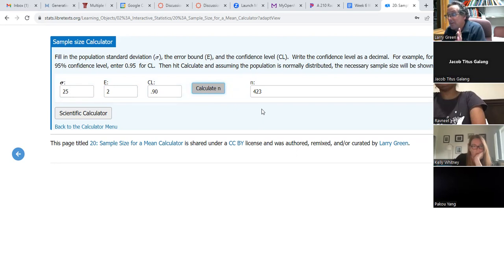You can have a bigger error, so you're not going to know the salary that well, but maybe $2 an hour is not too bad to be off by. Does that make sense? Any questions on that? You can't change sigma. That's not something you can change. That is the standard deviation. It's your best guess, and you can't change your guess. But you can change E, you can change confidence level. Any questions on this idea?